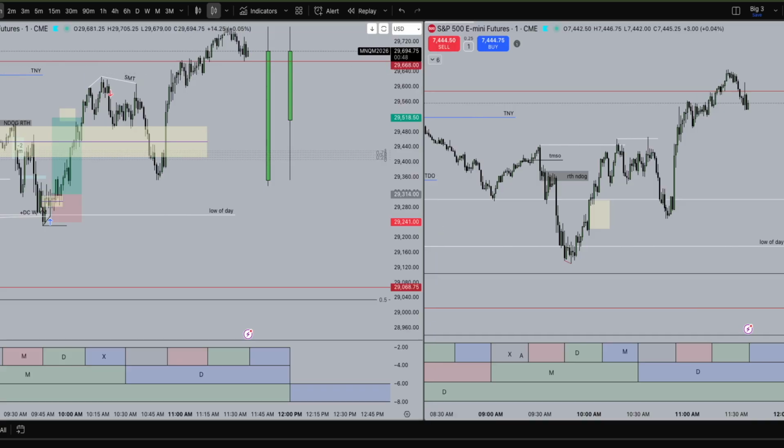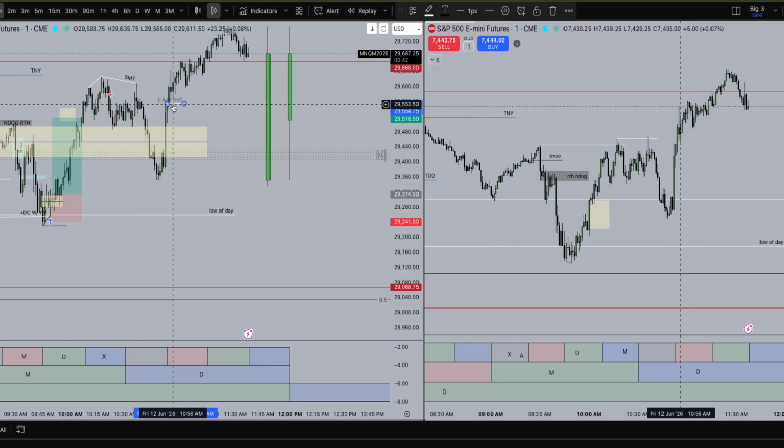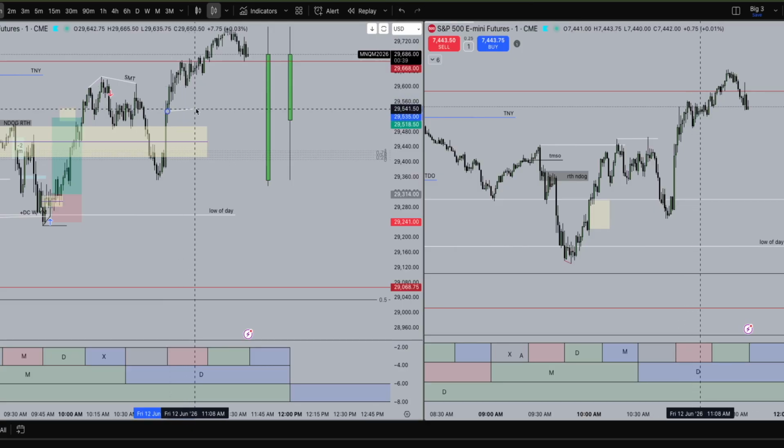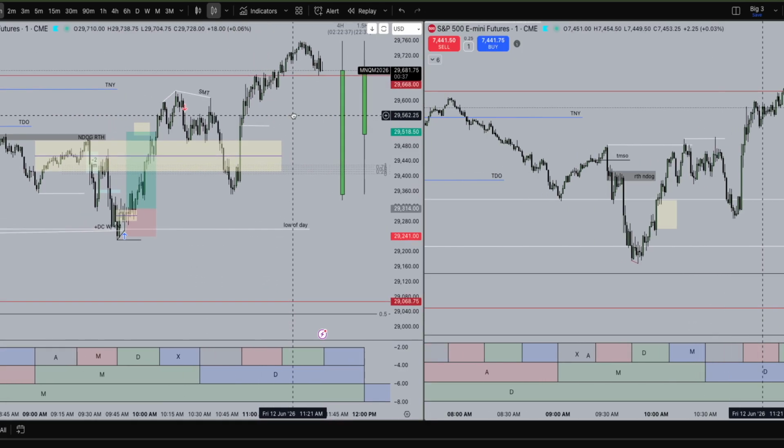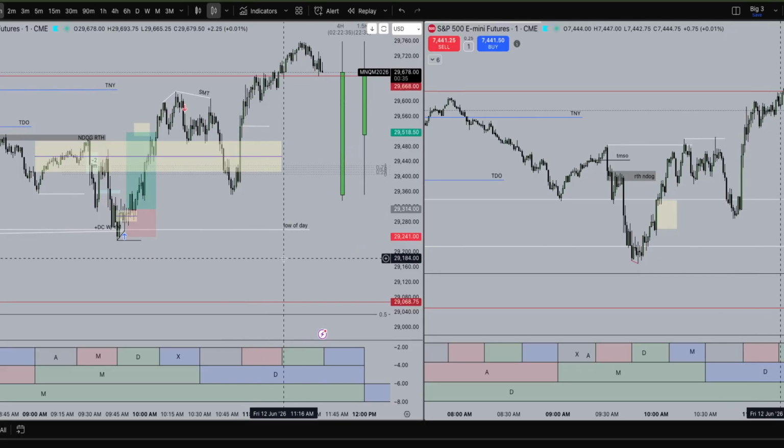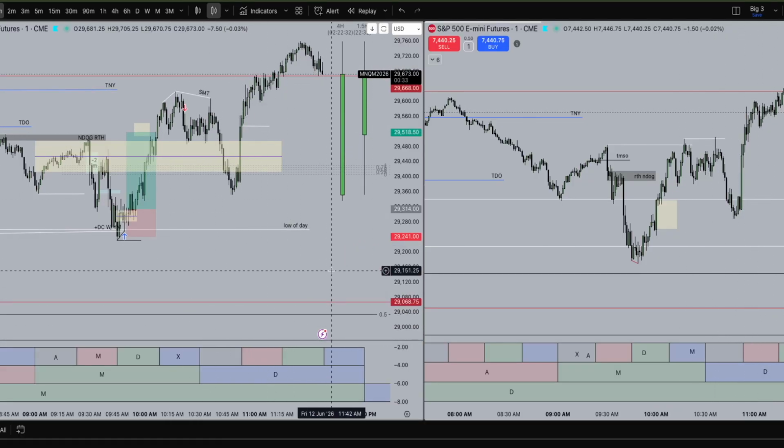And the true microcycle open was right here. This opening price is actually right there. So this true microcycle open, if you waited there, it would be too late. So distribution, just know it's going to carry over.